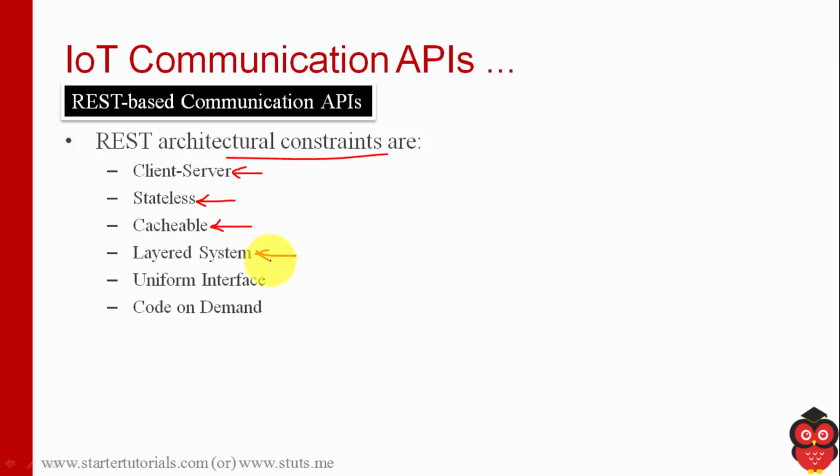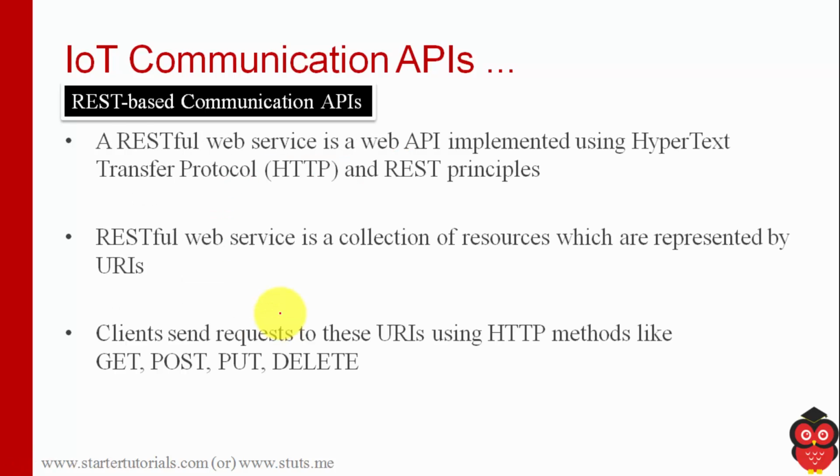And it is a layered system. It provides a uniform interface, I mean the REST API provides a uniform interface to access the server, or the end service or whatever. And it runs code on demand. So whatever service the end user is accessing, the code related to that service will be executed. That is the meaning of code on demand.